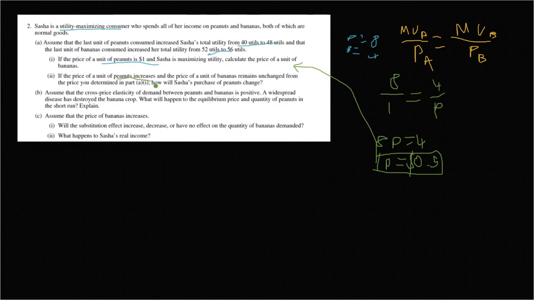She can spend effectively less money on her peanuts and technically bananas because she will buy less of both because of the income effect. That is basically what that says. And so she will buy fewer. So less peanuts. I'm just going to write less P.